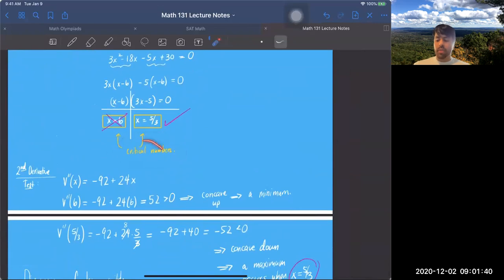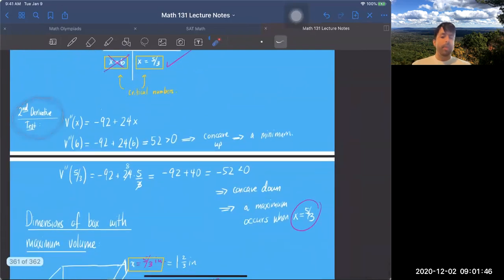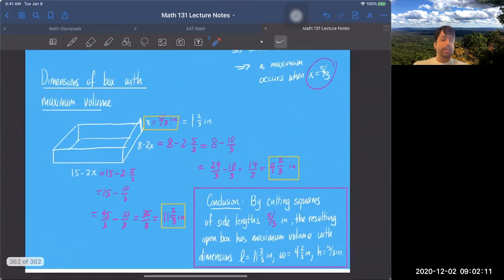Then we have to test the critical numbers. You can use the first derivative test or the second derivative test. The second derivative test tends to be a bit quicker for this purpose because all we have to do is plug into the second derivative. Then we figure out that when x equals 5/3, I have a maximum because my second derivative is negative, indicating that it's concave down. And the other value is concave up, so that would be a minimum. But we're interested in maximums. So we disregard the minimum, and then we find the rest of the dimensions.